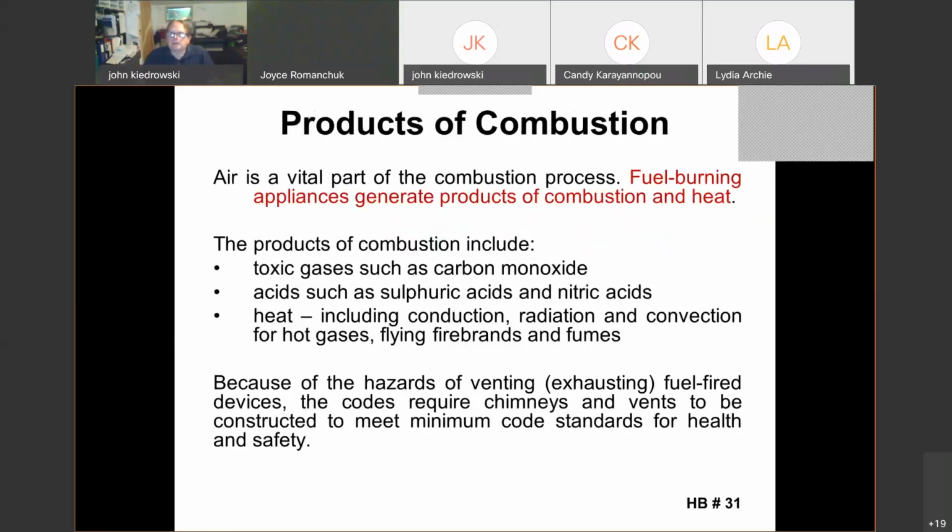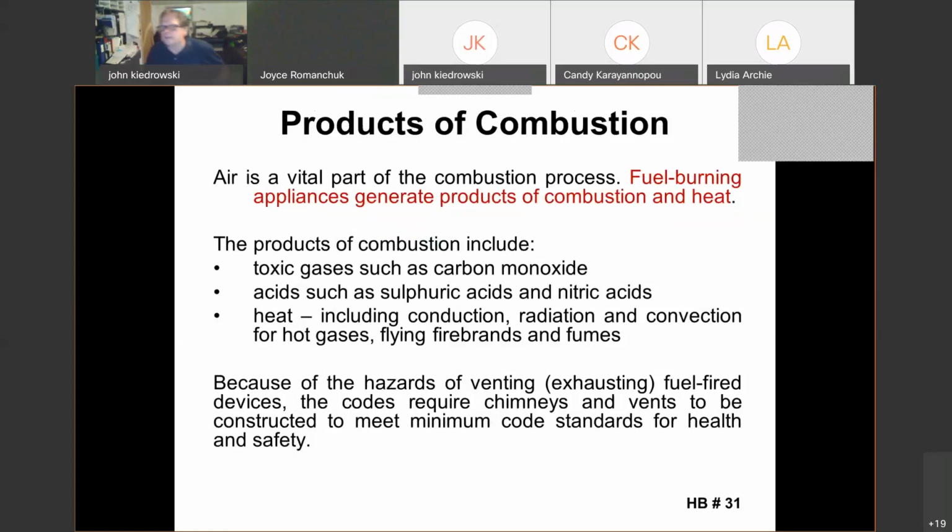So what about the products of combustion? Air is vital for the combustion process. Fuel burning appliances generate products of combustion and heat, but it also can create, in a bad condition, a negative environment, toxic gases such as carbon monoxide. It also produces acids such as sulfuric acid and nitric acid.